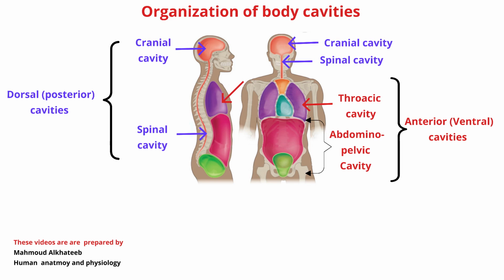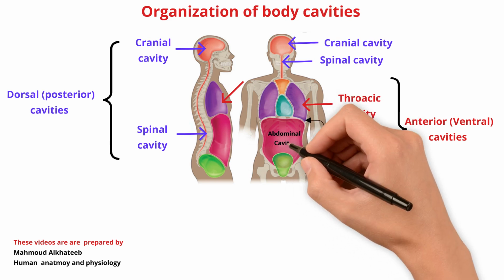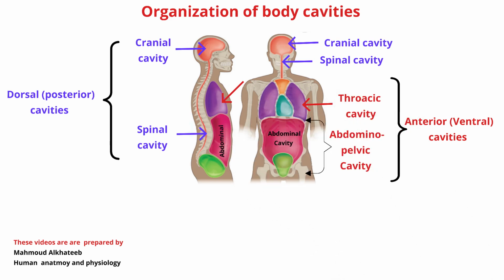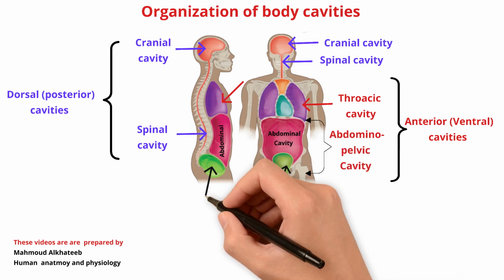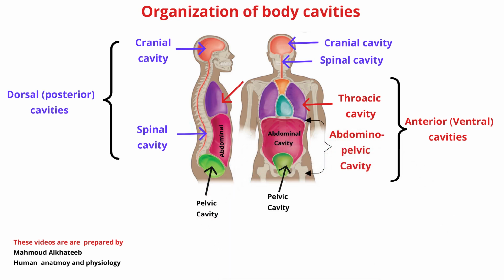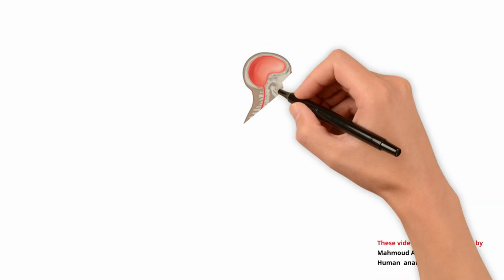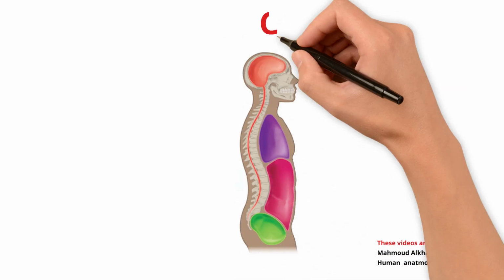Furthermore, the abdomino-pelvic cavity is divided into the abdominal cavity, containing digestive organs, and the pelvic cavity, which houses reproductive organs. Notably, there is no physical barrier between these two cavities. Let's begin by exploring the precise location, content, function, and division of these body cavities.